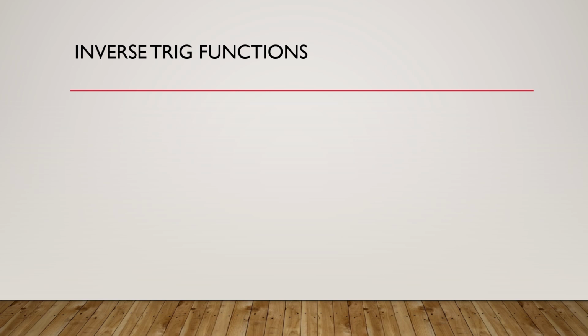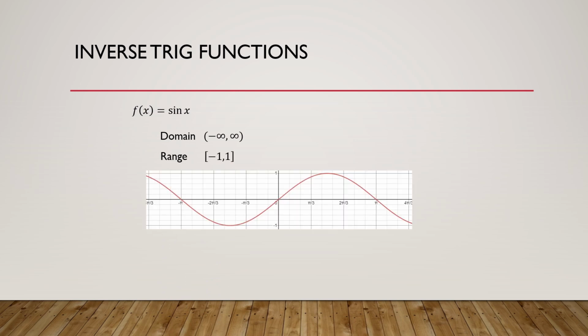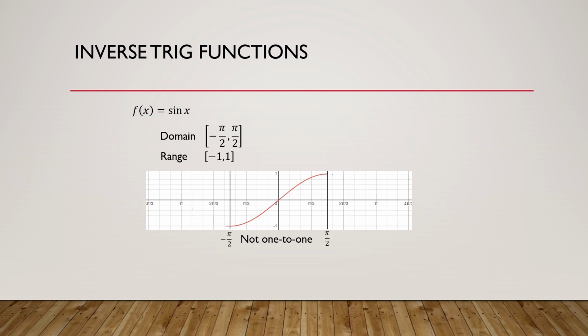Let's now explore how the trigonometric functions work with an inverse. For example, let's evaluate f of x is equal to sine x. The domain of the function is all real numbers, and the range is from -1 to +1. This is the graph of the function. We can clearly see that this function fails the horizontal line test and as such is not one-to-one. But just as before, if we constrain the domain, in this case to between -π/2 to π/2, then the function passes the horizontal line test and is one-to-one.